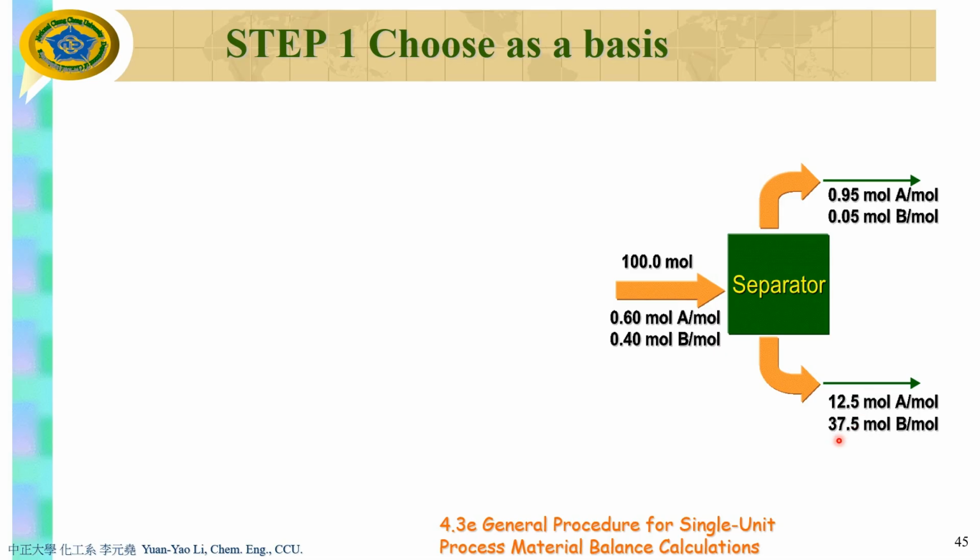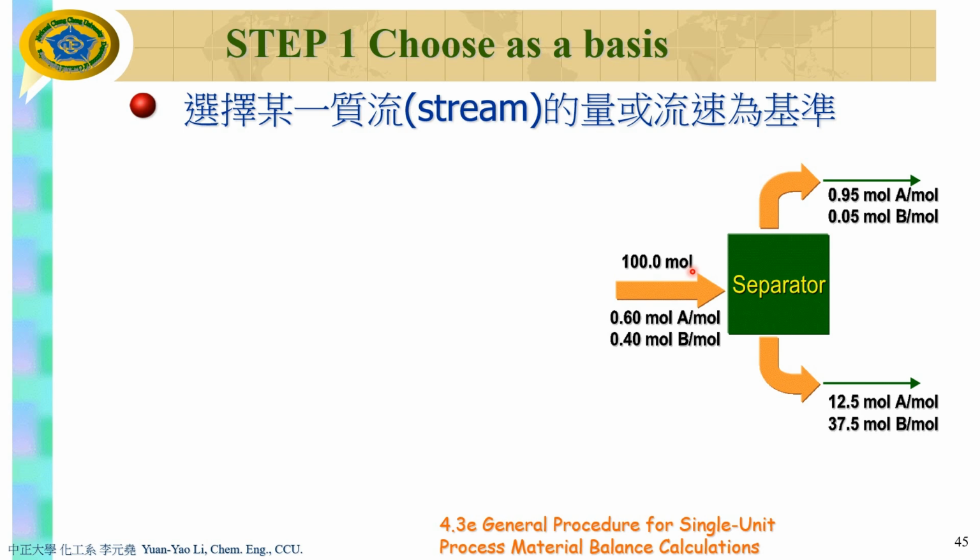For example, in this case, which one is the basis? Which one? 100 moles, right? Because this has the numbers. These are all the ratios. This has dimension, so this is the basis you choose. You have to choose a basis. It can be here, here, or here, but basically it will be easier for you to do it here because this is the input.